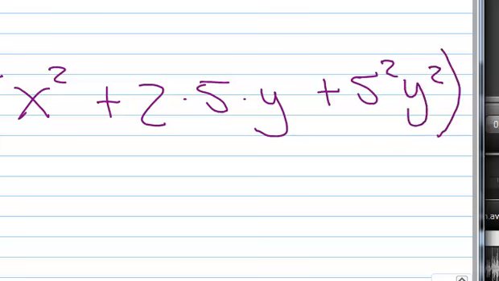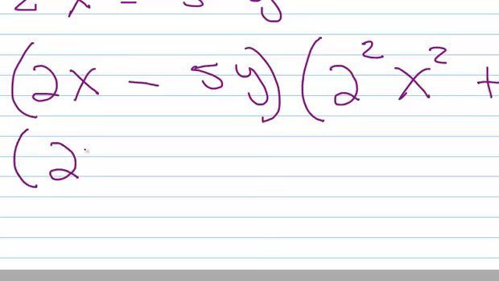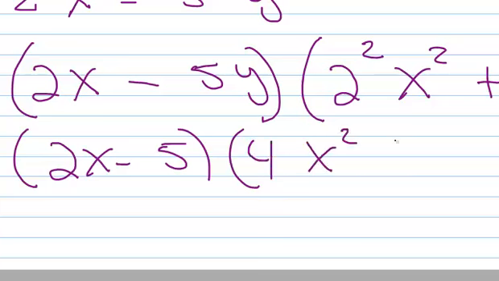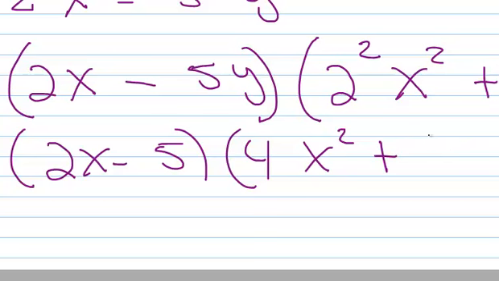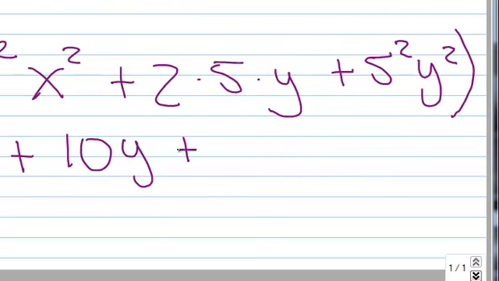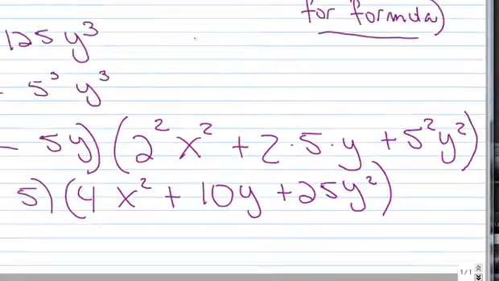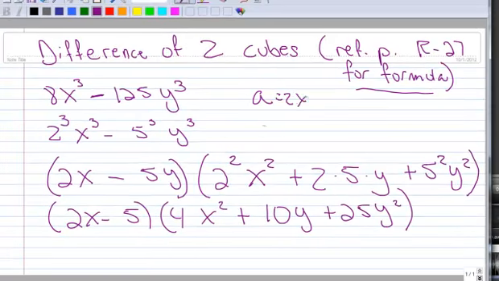And then of course I can clean this up a little bit. So I've got this 2x minus 5y. And then let's just clean this up a little bit. 2 squared is 4. I still have the x squared. 2 times 5 is 10. And then 5 squared is 25. And in the back of the book, you'll notice that they use a and b, and all I did here is let my a represent 2x, and my b represent 5y. So see if you can follow the example in the back of the book to understand how the difference of two cubes works.